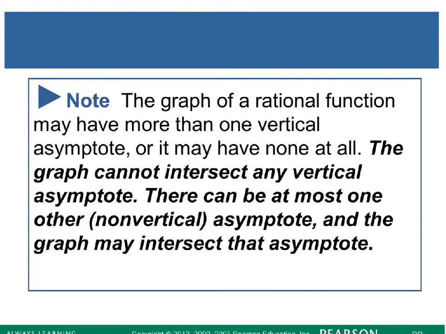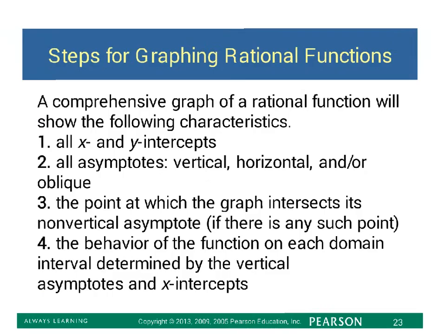And also, there can be at most one other non-vertical asymptote, meaning for a horizontal asymptote or a slant asymptote, there's going to be either one or the other. You're going to have one slant asymptote or one horizontal asymptote, but you can have multiple vertical asymptotes. Alright, before we move on to finding vertical, horizontal and slant asymptotes, here are some steps for graphing rational functions, because we're about to graph those also.